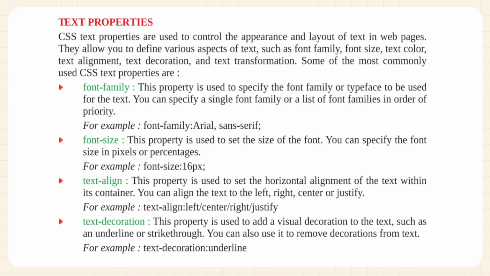Font size. This property is used to set the size of the font. You can specify the font size in pixels or percentages. For example, font-size: 16px. Text align. This property is used to set the horizontal alignment of the text within its container. You can align the text to the left, right, center, or justify. For example, text-align: left | center | right | justify. Text decoration. This property is used to add a visual decoration to the text, such as an underline or strike-through. You can also use it to remove decorations from text. For example, text-decoration: underline.